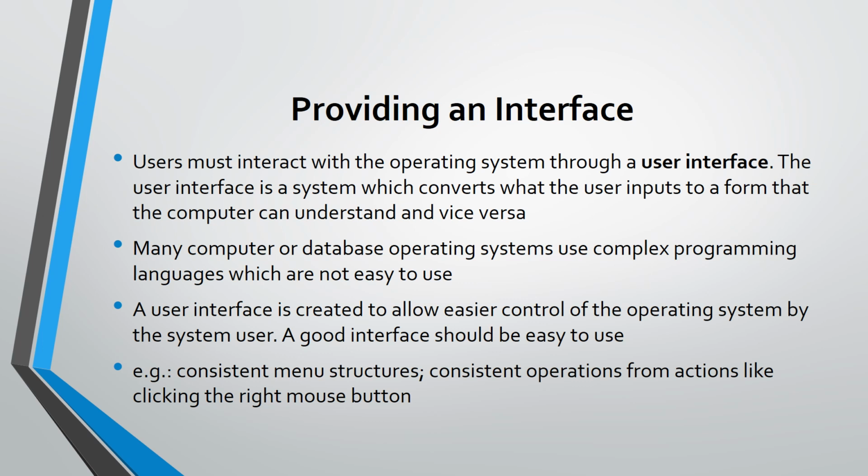Many computers or databases operating systems use complex programming languages which are not easy to use. So a user interface is created to allow easier control of the operating system by the system user. A good interface should be easy to use. For example, consistent menu structure, consistent operation from actions like clicking the right mouse button, clicking the left click, or so on.